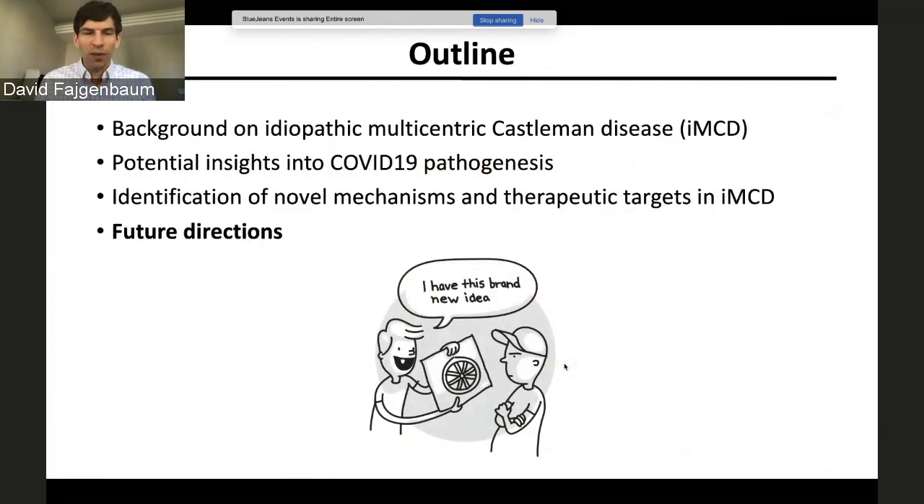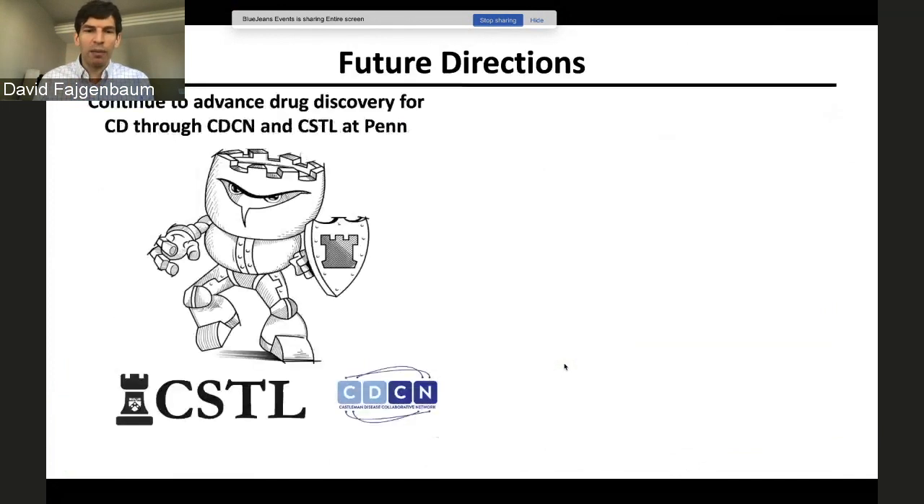So my last couple of slides are just highlighting, I love to show this cartoon. I have this brand new idea, and it's someone showing a wheel to someone else. I think oftentimes in research we can reinvent the wheel, and so my lab's tried really hard to document and share the various things that we've done against Castleman disease, so that other groups don't have to reinvent the wheel. So our plan moving forward is to continue to advance drug discovery for Castleman disease through both the Castleman Disease Collaborative Network and also the Center for Study and Treatment of Lymphadenopathies and Cytokine Storms, what we call the Castle, here at Penn, a center that I run.